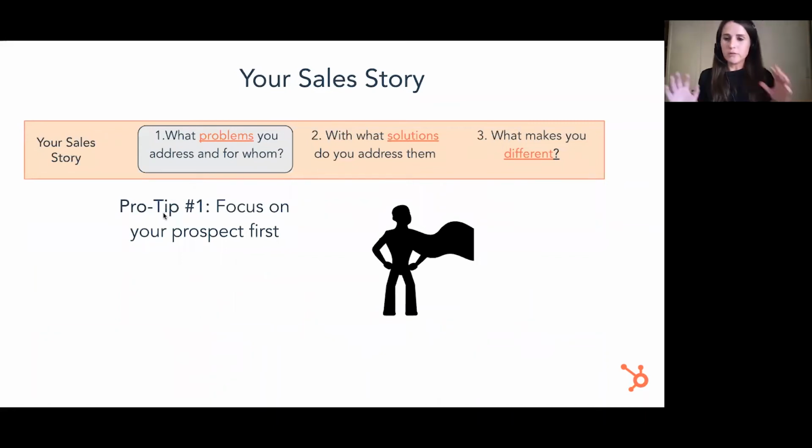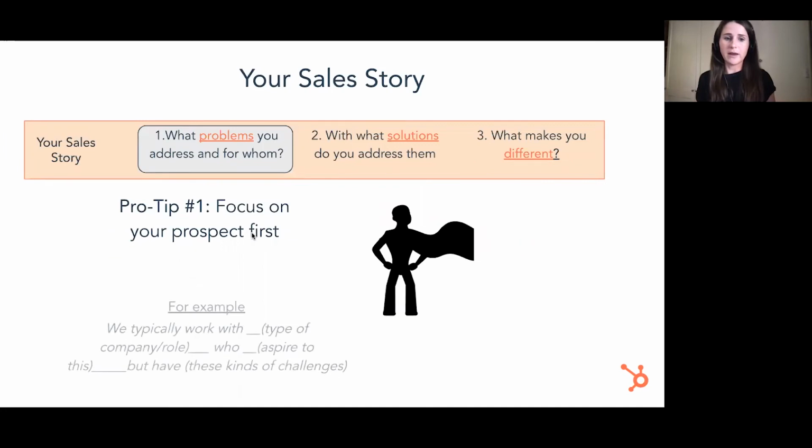So first of all, I want to go into four tips for developing that connect positioning statement. Number one, really important, is focus on your prospect first. So not, as I said before, making it immediately about you, doing an immediate elevator pitch and focusing on your solution, really starting with focusing on your prospect. So for example, you could say, we typically work with X type of company who aspire to X, but they have these kinds of challenges.